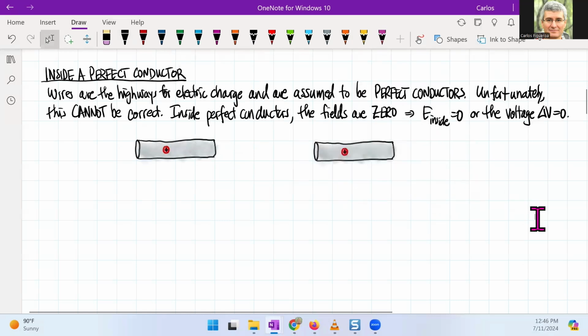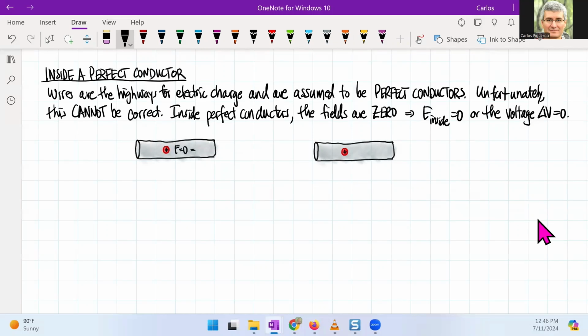So here's what we find. In a perfect conductor, the electric field is zero inside. That means the electric force is zero, so no force will act on the charge and move it. That's a problem. How are you going to get current to actually move through a wire?